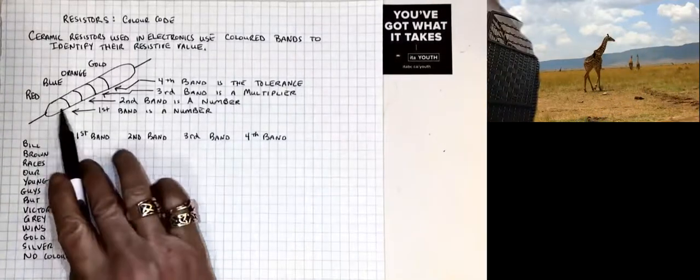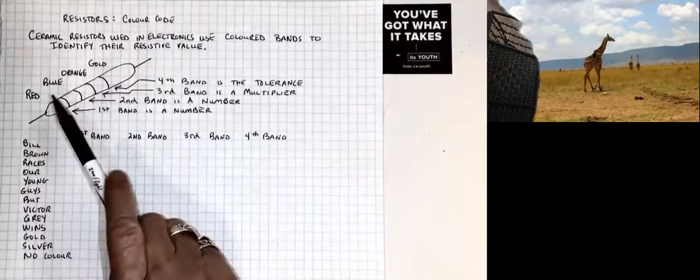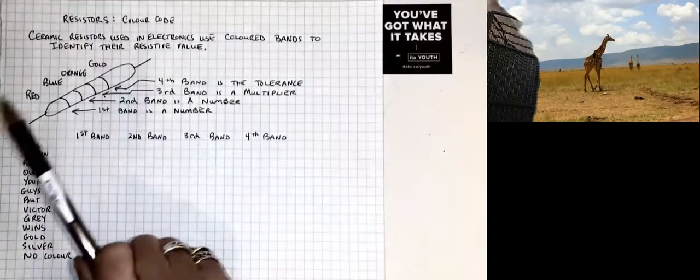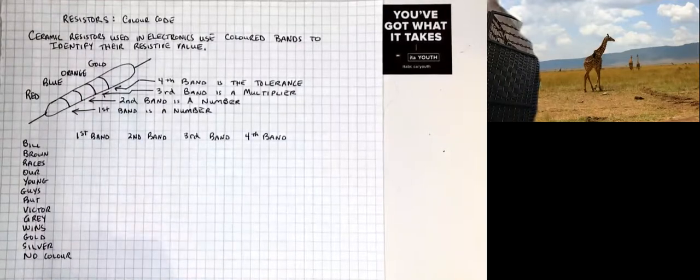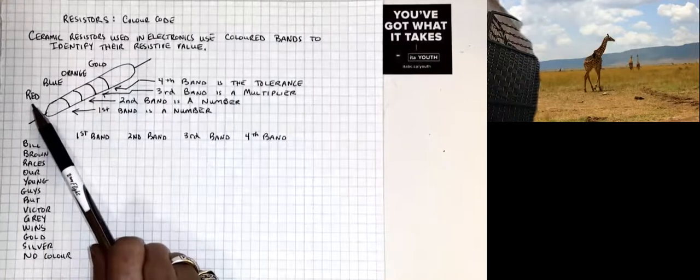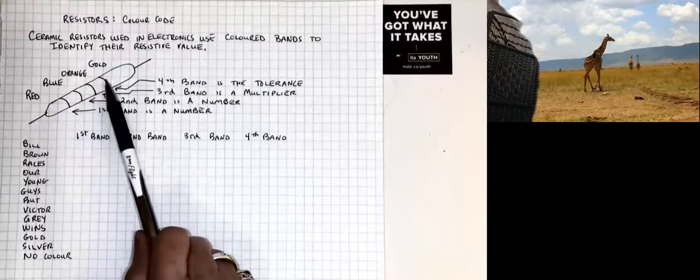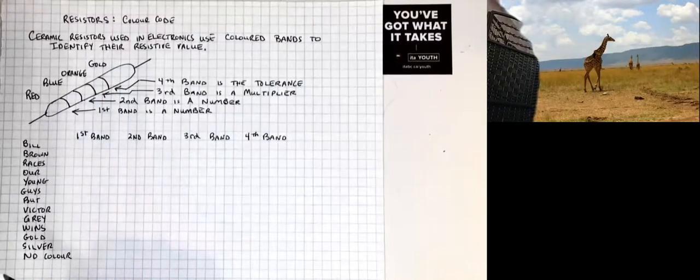Over here I have a resistor. Now these resistors represent the ceramic resistors that we see a lot of times in electronics. And they use colored bands to help identify their resistive value. In this case, I've given us an example. It's got a red band, a blue band, orange, and gold. So what exactly does that mean?